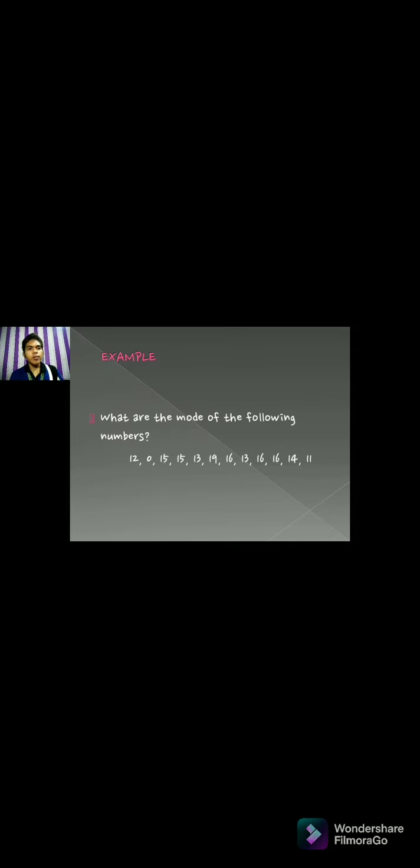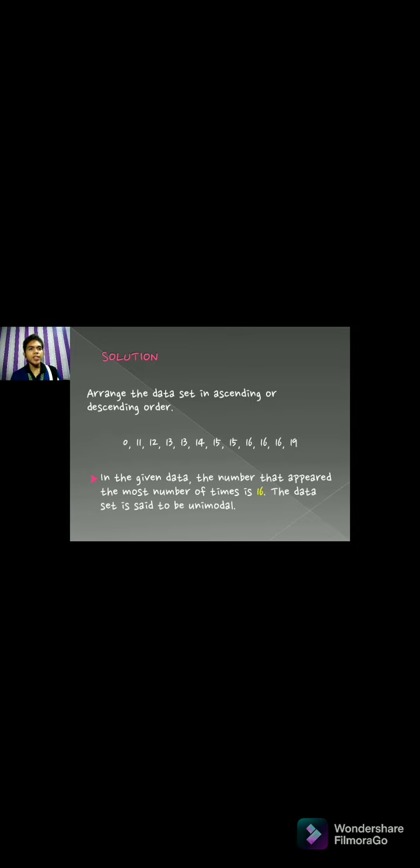what is the mode of the following numbers? 12, 0, 15, 15, 13, 19, 16, 13, 16, 16, 14, 11. The solution is to arrange the dataset in ascending or descending order. In this case, I arrange the given dataset in ascending order: 0, 11, 12, 13, 13, 14, 15, 15, 16, 16, 19.